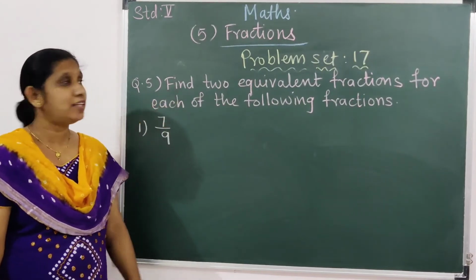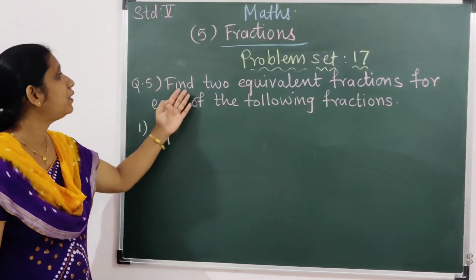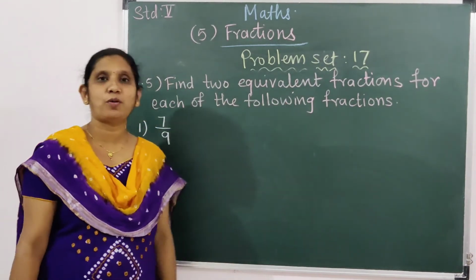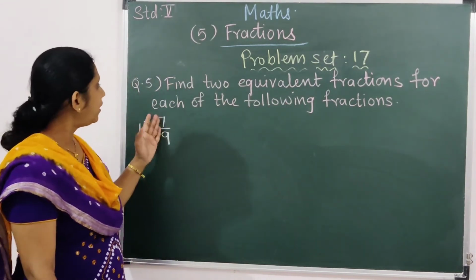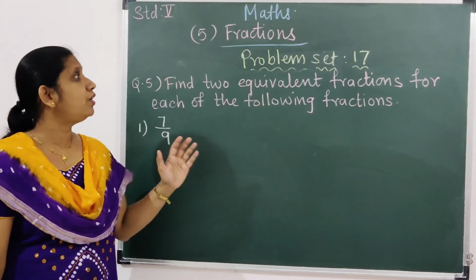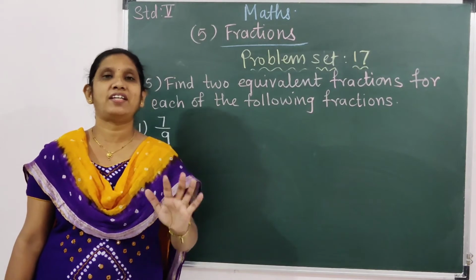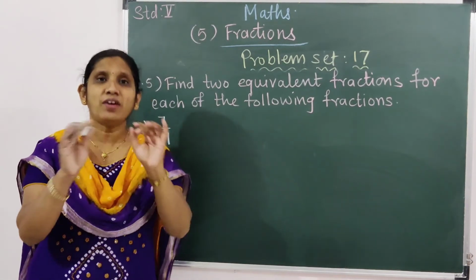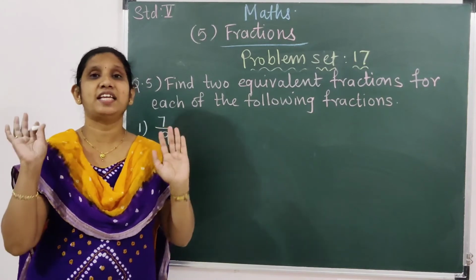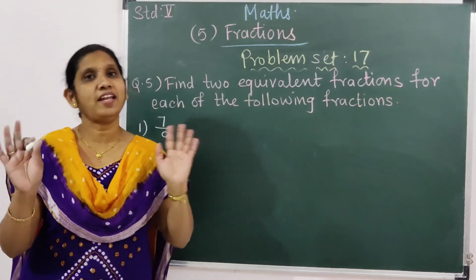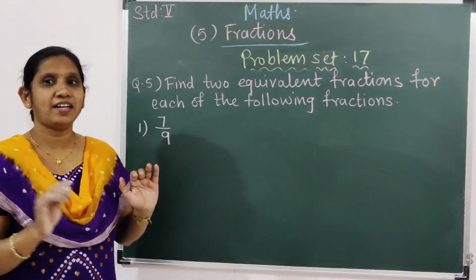Let us solve question number 5. See, the question is given: find two equivalent fractions for each of the following fractions. The first fraction given is 7 upon 9. See students, to obtain an equivalent fraction, from 2 till 100, whatever number you feel easy and comfortable with, you can multiply using that number.